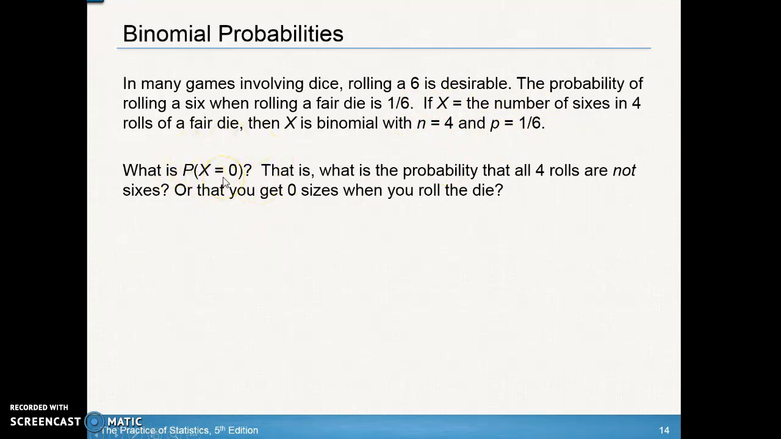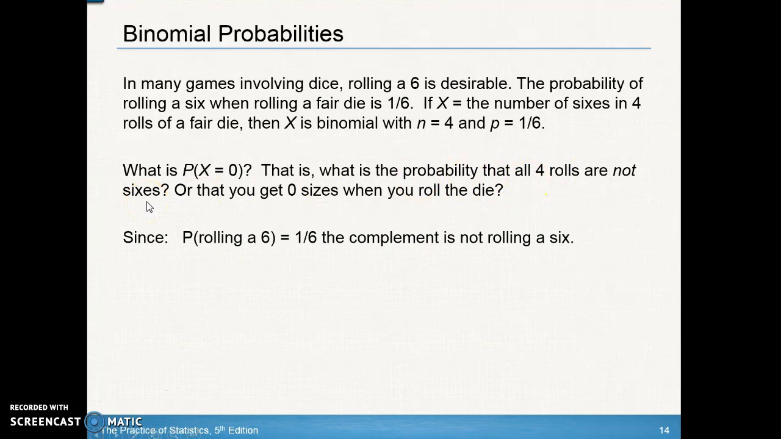What does that mean? That means what is the probability that we roll a die 4 times and none of them are going to be 6s? So how can we figure this out? We know that the probability of rolling a 6 is equal to 1 out of 6. The probability of not rolling a 6 is the complement. All right, so we want to find the complement.